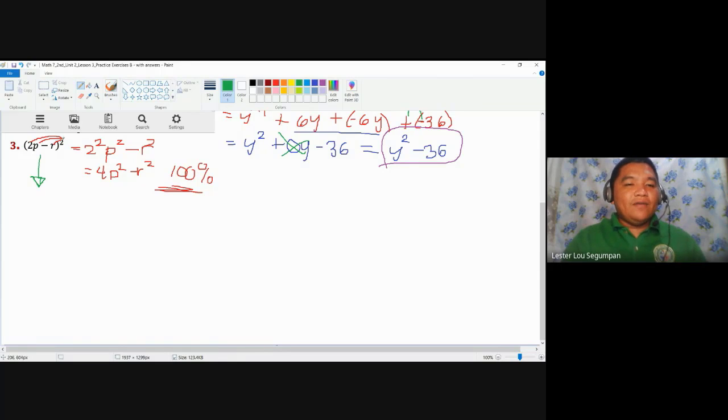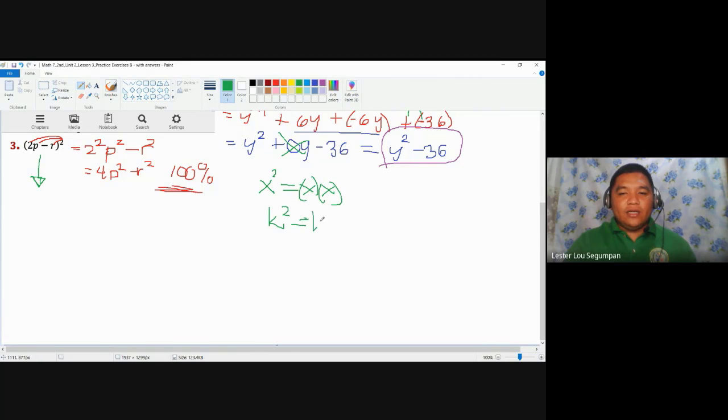Take note here that if we have the square of this binomial, squaring means there are two factors of the given binomial. When you say x squared, this is actually x times x. If you have k squared, this is actually k times k. So if you have (2p minus r) squared, that is actually the same as (2p minus r) times (2p minus r). There are two binomials with 2p minus r as the terms multiplied to each other.